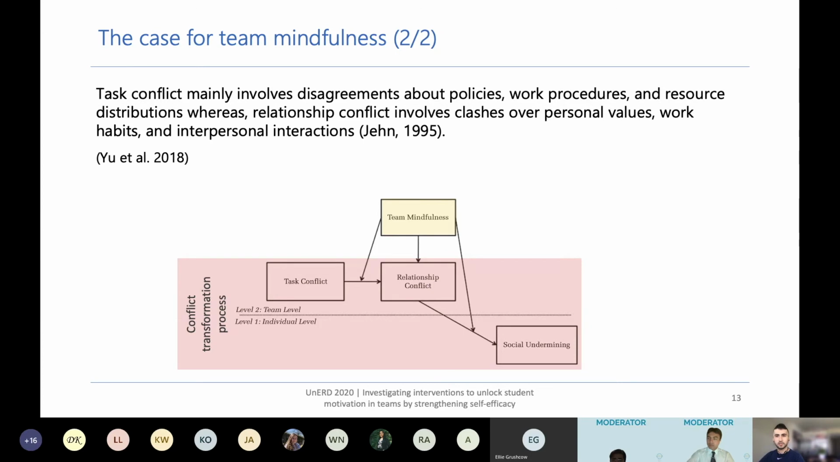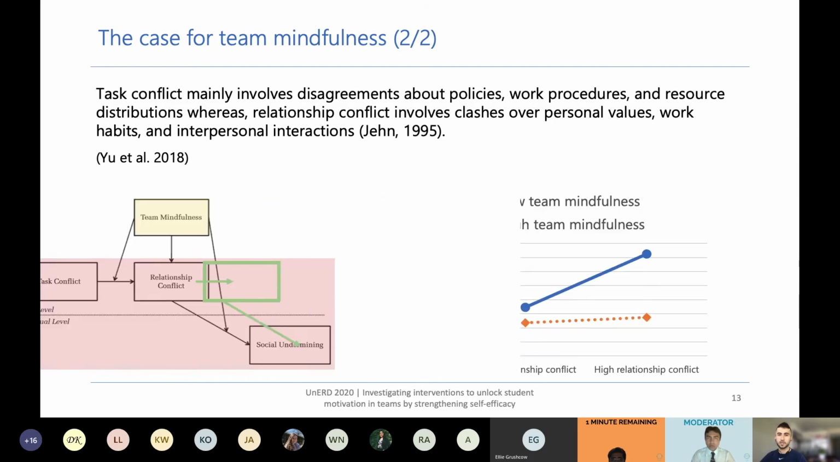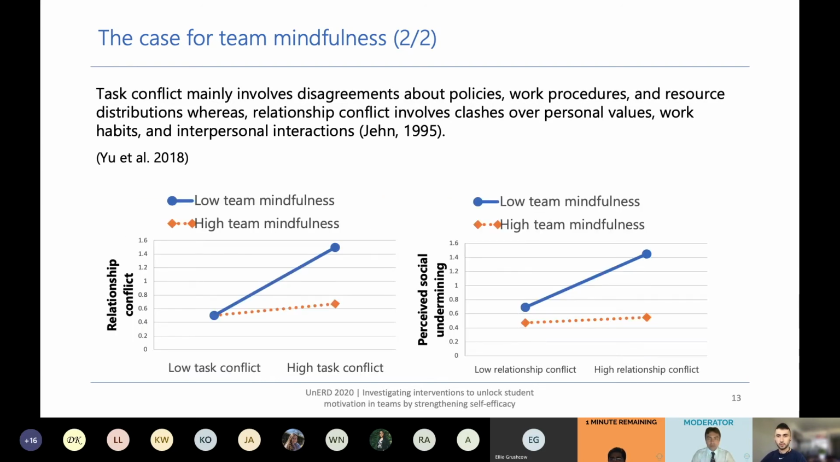One of the hypotheses of this research was to confirm that team mindfulness moderates the relationship between task conflict and individual social undermining via the relationship conflict. Essentially, when team mindfulness is high, the conflict transformation process is impaired, and the results speak for themselves. The charts on screen prove one of the hypotheses of this paper.